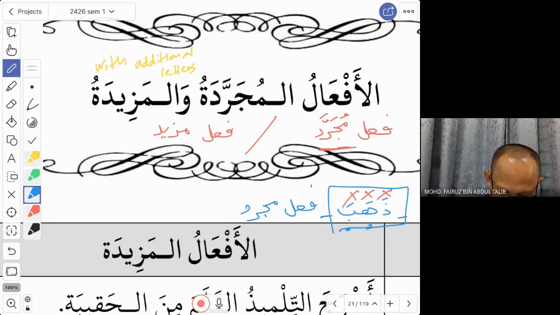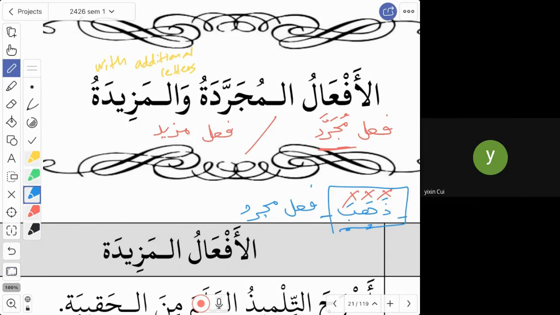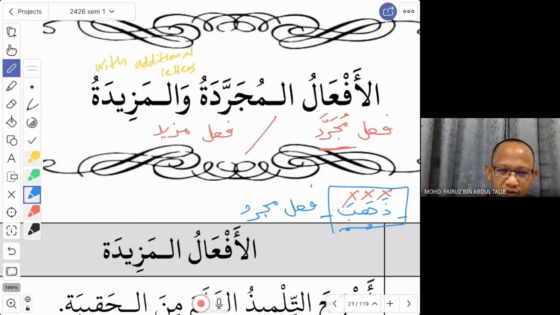What about fi'l mazid? Have additional. Mazid is, of course, you have the original huruf, original letters, root word, plus additional letters. Give me one example of fi'l mazid from the examples that you have in the book. So of course it has to be more than 3 letters. You must have the 3 original huruf, and then you have additional. Additional can be here, it can be here, it can be here. Additional huruf. So give me one example of fi'l mazid.